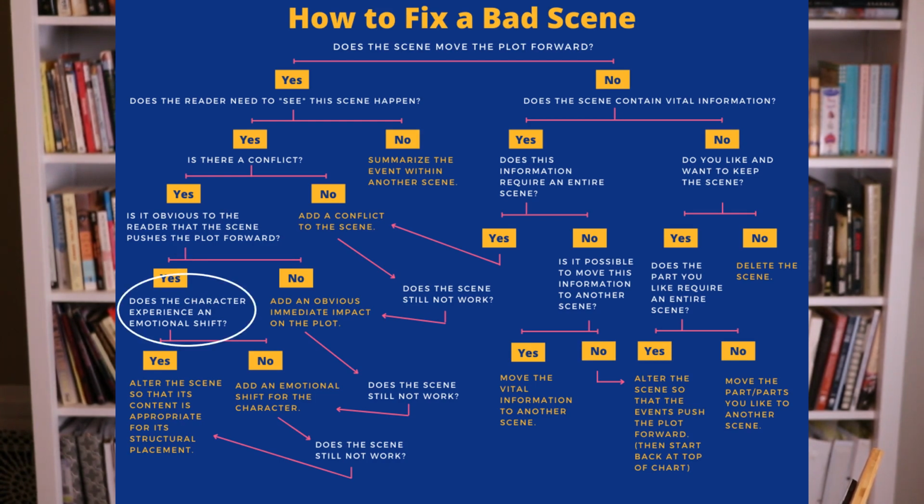Does the character experience an emotional shift within the scene? Sometimes a scene can feel really dull or flat, even when there's a really big conflict or a really big event, because the character just isn't experiencing a big enough emotional shift. For example, if the character has to give a really big speech and they believe that the speech is going to go horribly and then it does go horribly, that's not that compelling of an emotional shift.